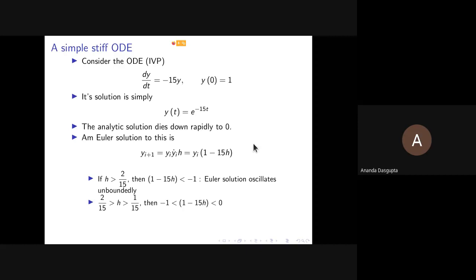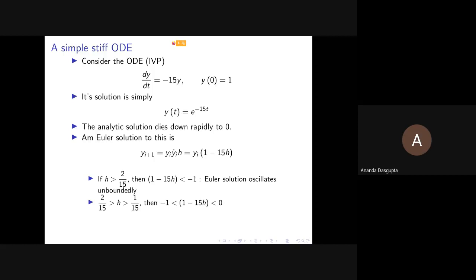Now you should notice that when you are doing a numerical solution, of course you don't expect to get exactly what an analytical result would have given you, but you expect the qualitative features to stay the same. Here what is happening is, when h is bigger than 2 by 15, it's not even qualitatively, forget qualitatively, it's nowhere close to the actual answer. It actually keeps on growing instead of decreasing. In this range, 2 by 15 to 1 by 15, it gives you a decrease to 0, but it gives you a qualitatively wrong behavior.